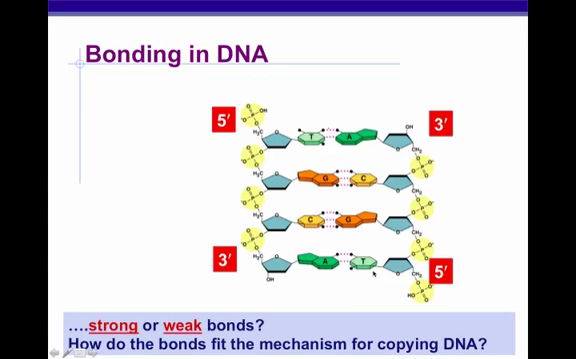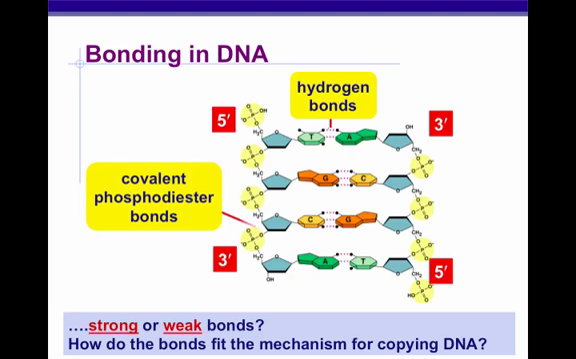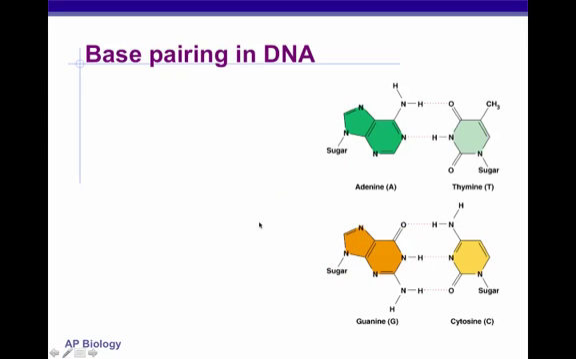So bonding in DNA. Are they strong or weak bonds? And how do the bonds fit the mechanism for copying DNA? Well, let's look at the type of bonds that we have. Here you have hydrogen bonds, which we know are fairly weak bonds. And then here you have covalent phosphodiester bonds, which we know to be strong bonds. This means that these bonds here are going to break easily, and these bonds here are not going to break easily.